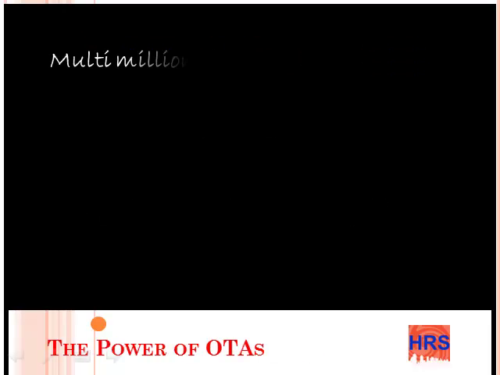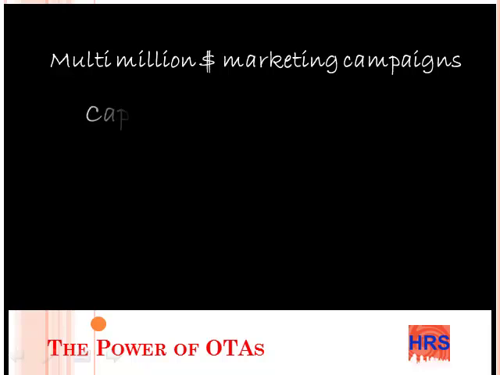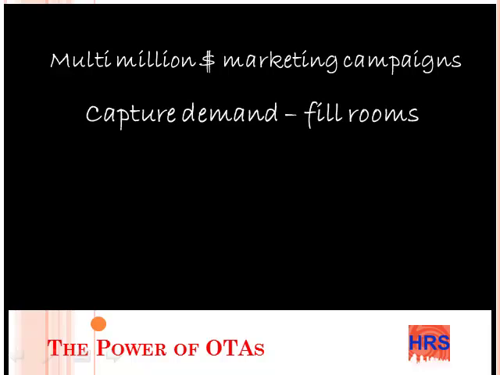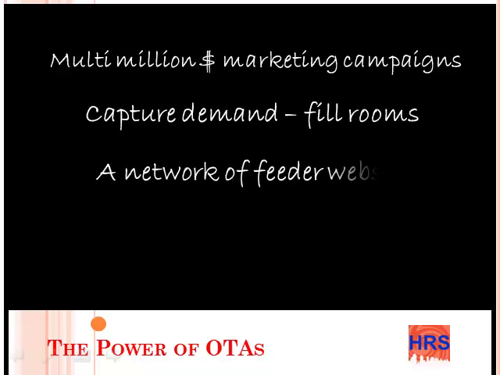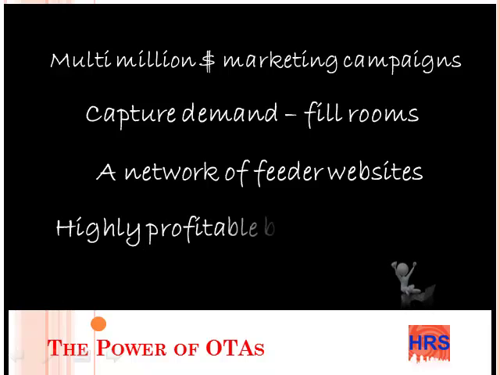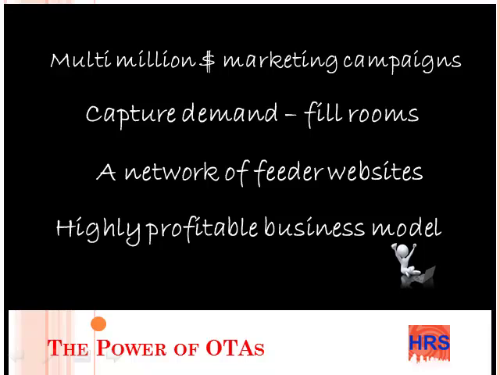Online travel agents, with their multi-million-pound marketing campaigns, contribute positively to a hotel's distribution strategy by capturing demand, i.e. filling rooms for which hotels pay a high commission. OTAs have built up a network of affiliate sites that feed in bookings for a commission downstream, and make their money by keeping the difference between what you pay them and what they pay their feed-in sites. Given the size and reach of these companies, it is obviously a very profitable business model for them.